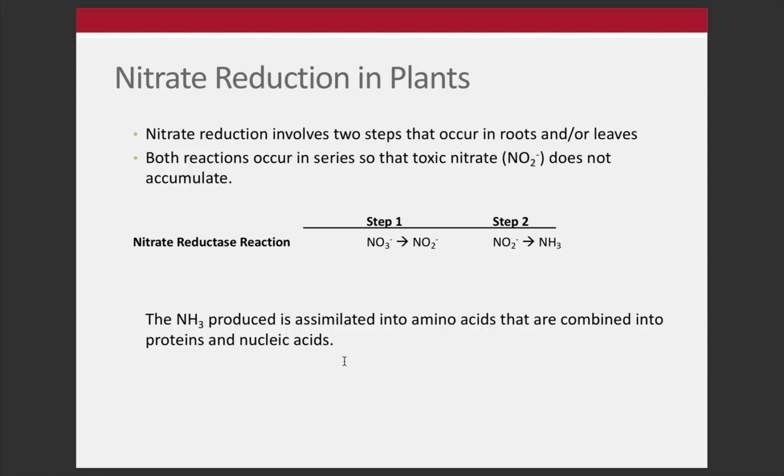This says toxic nitrate, but it should say toxic nitrite does not accumulate. Okay, I'll fix that in the slide. Sorry about that. The ammonium produced is assimilated into amino acids that are combined into proteins, nucleic acids, etc. So NH3, this ammonium, and we'll talk about this in a bit, is really the building block of a lot of nitrogen compounds, and it's certainly the building block of the nitrogen fertilizer that we use.